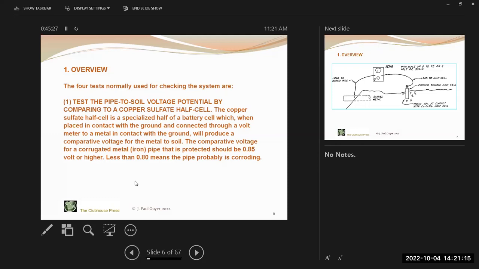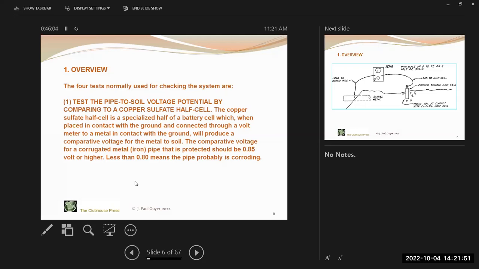This copper sulfate half cell is kind of like a half battery cell, which, when it's placed in contact with the ground and connected through a voltmeter to a metal in contact with the ground, will produce a comparative voltage for the metal to soil. For example, a corrugated metal iron pipe that is protected should be about 0.58 volts or higher.